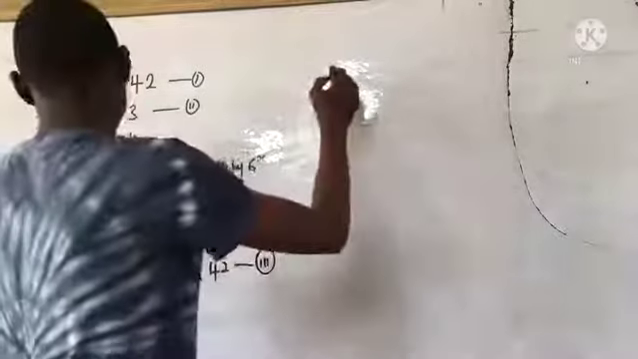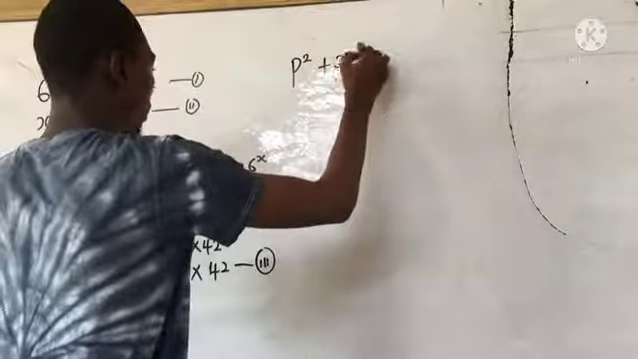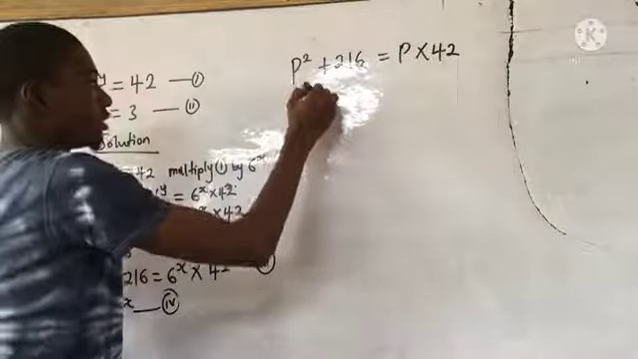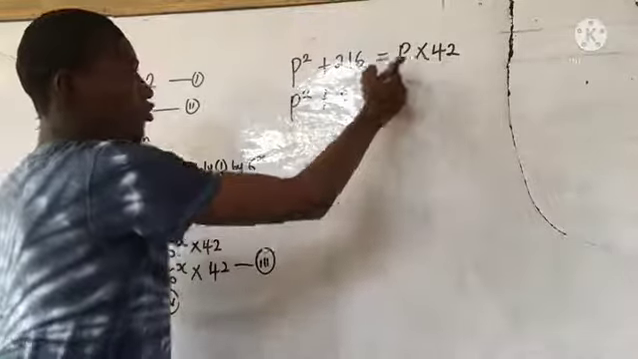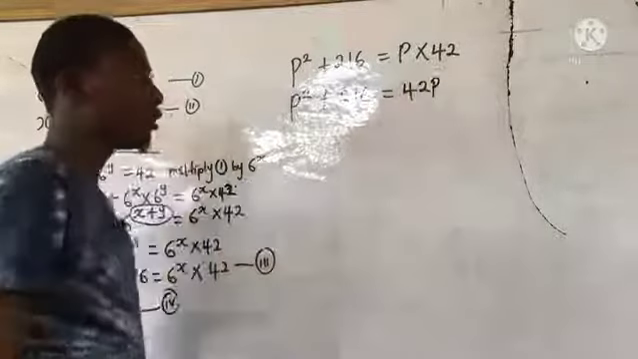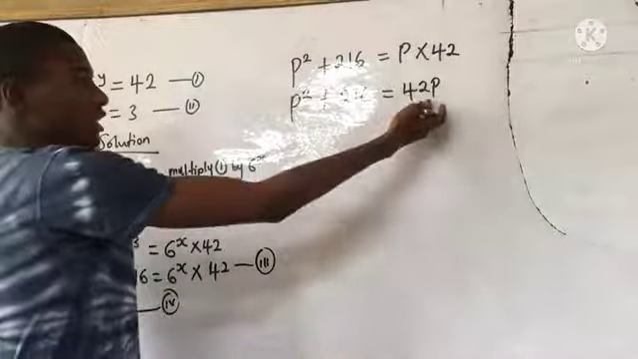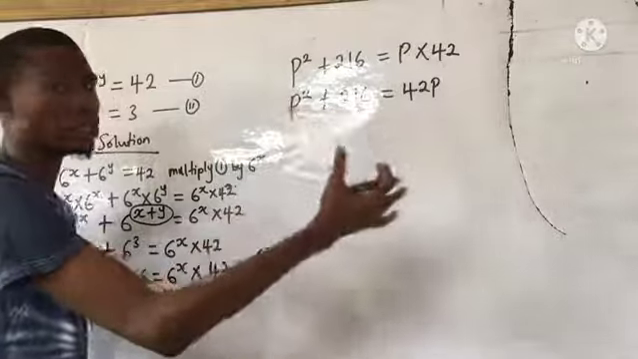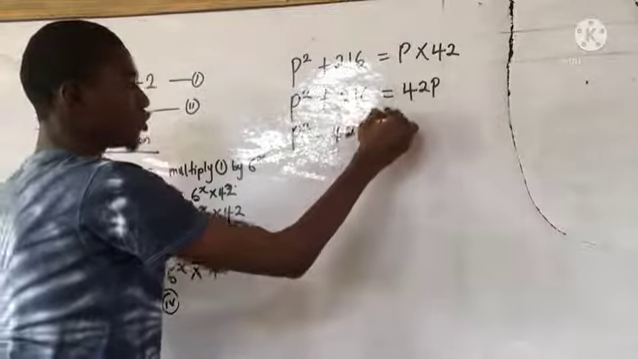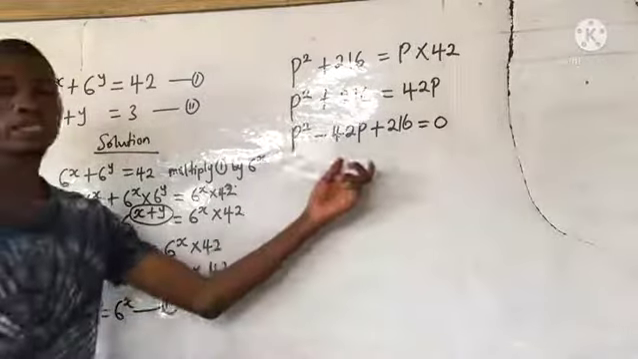So from equation 3, we now have p squared plus 216 is equal to p multiplied by 42, which is 42p. Now when you look at this, the nature of this equation is quadratic. So what you have to do is bring this term to this side so that you can equate the equation to 0. So you have p squared minus 42p plus 216 is equal to 0. Now, the nature of this equation is quadratic.